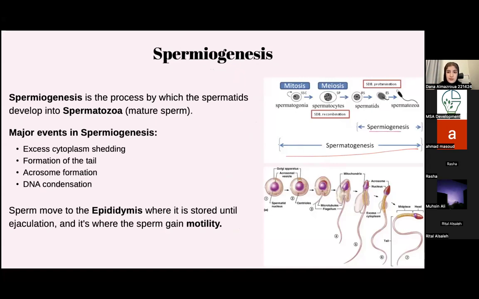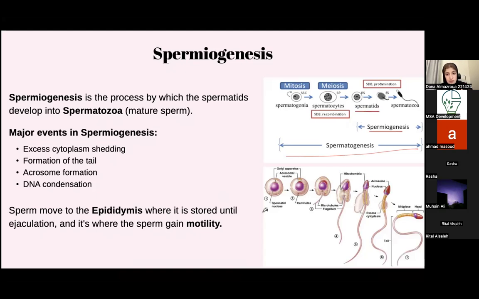Spermiogenesis is just part of spermatogenesis. So we had spermatogonium undergo mitosis, then we had the primary spermatocyte, and then meiosis I ended up with secondary spermatocytes, and meiosis II ended up with spermatids, okay? Now we have 4 spermatids. These spermatids would then undergo spermiogenesis.